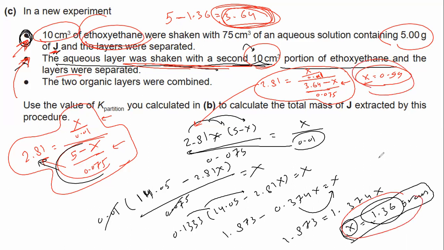They need the total mass, so it is 1.36 plus 0.99 gram. Very long question, very tricky. I hope, guys, you understand it.